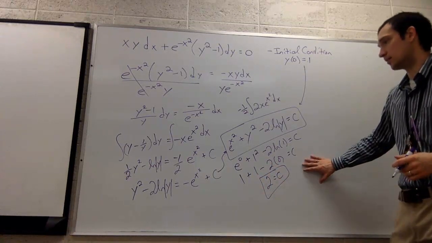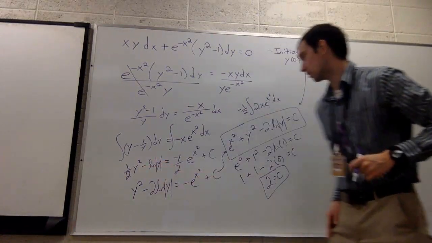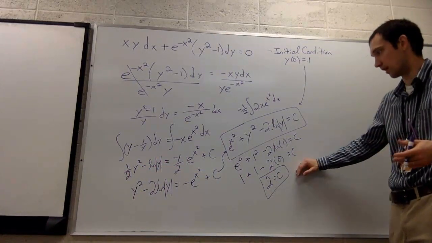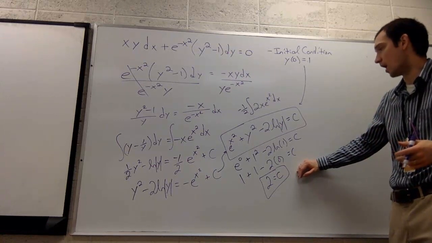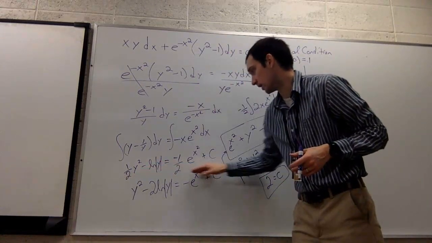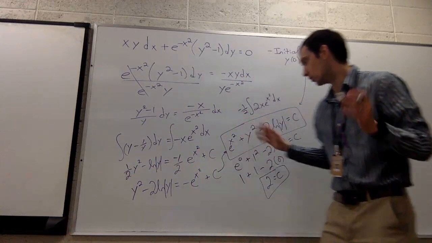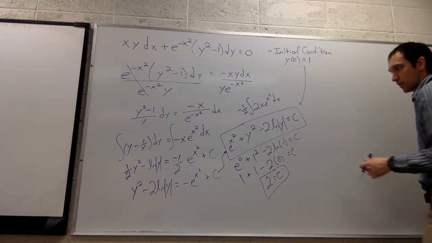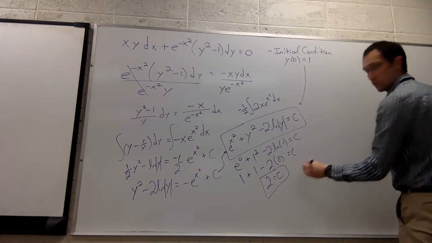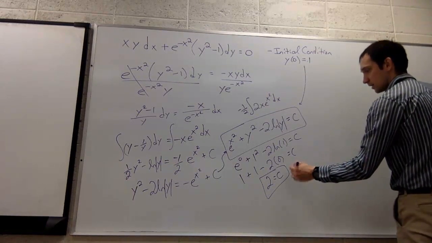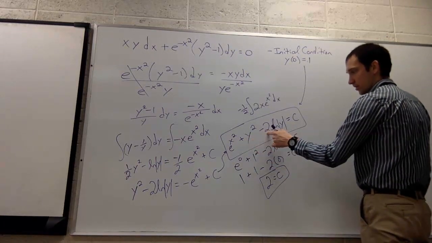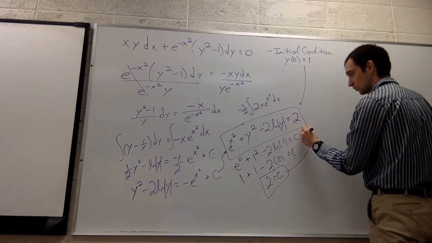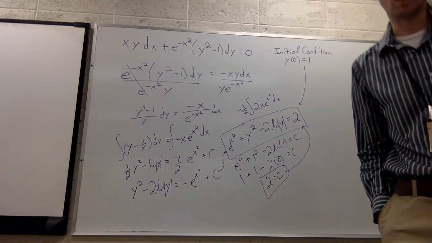Now, if you didn't multiply through by 2 over here, then your c value would only be 1, because everything would be twice as small. But if you got rid of your fractions by multiplying everything through by 2, then your c value ends up being 2. And so your particular solution, once you put this all together, is e to the x squared plus y squared minus 2 natural log of the absolute value of y equals 2. And at that point, you're done.